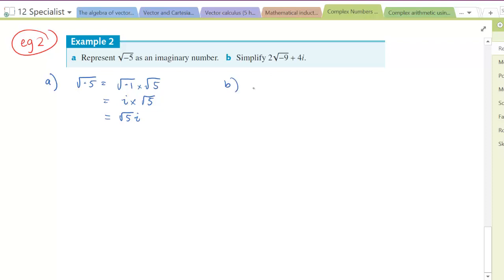When we look at the second one, where we have 2√(-9) + 4i, and we need to simplify this, we can say that's 2 × √9 × √(-1) and 4i. So this is 2 × 3i and 4i. So 6i + 4i, which leaves us with 10i. So again, nice and simple, but a skill we want to practice.